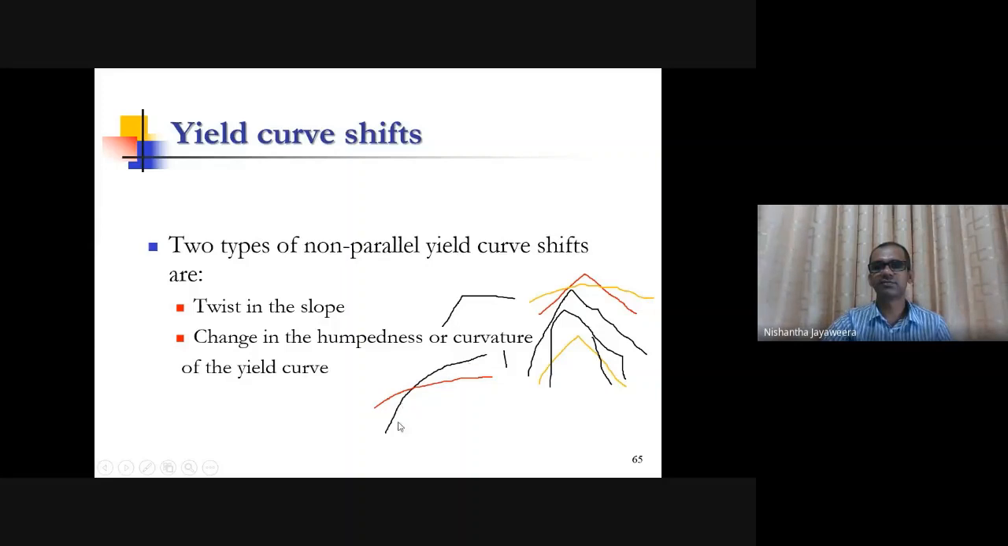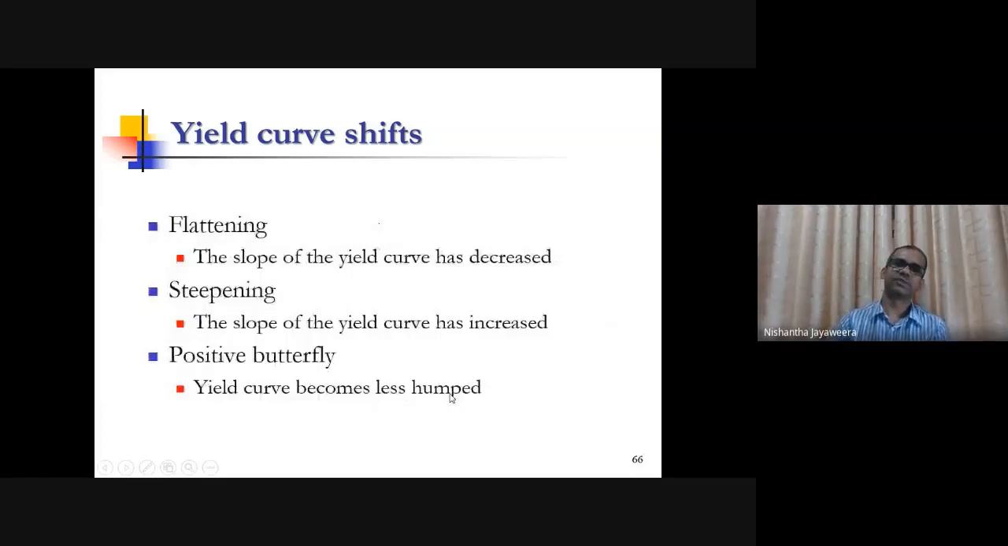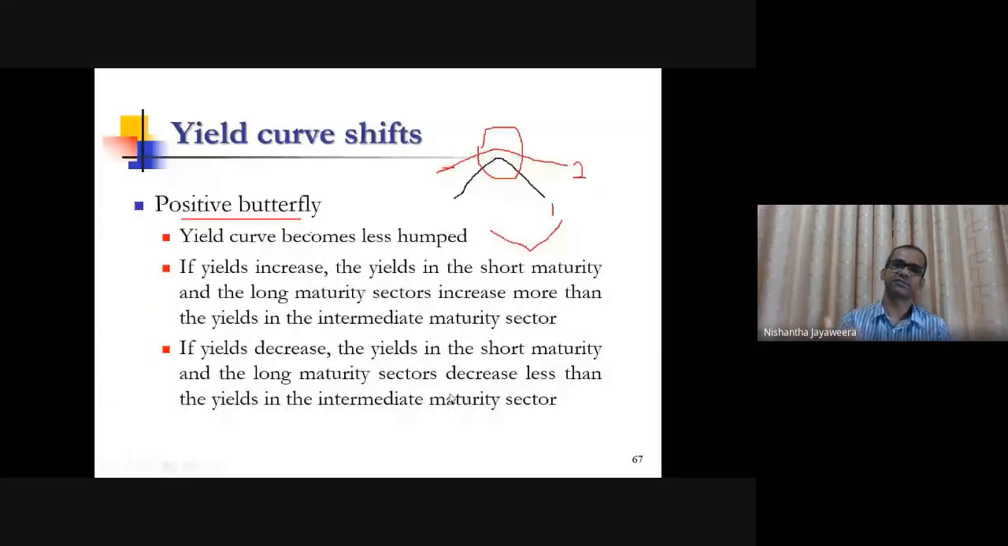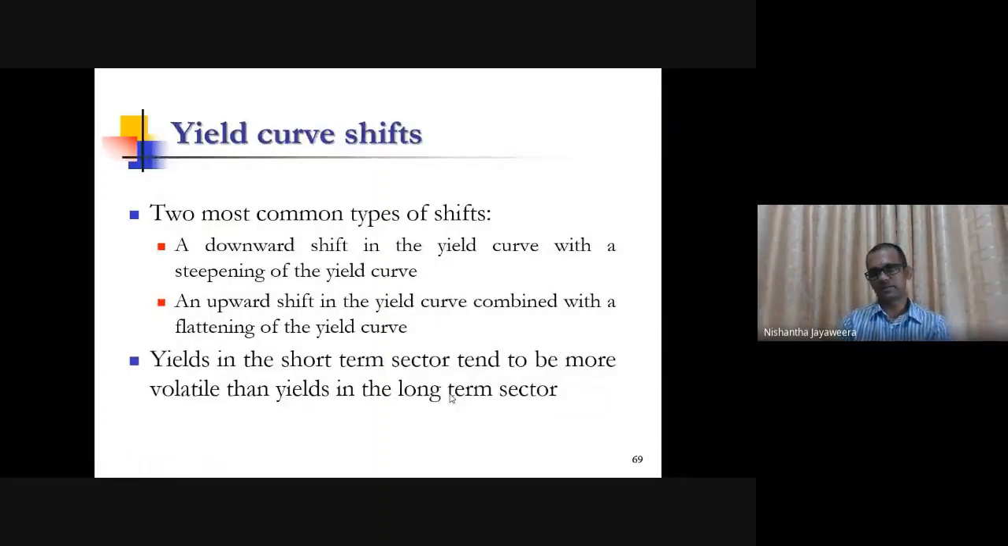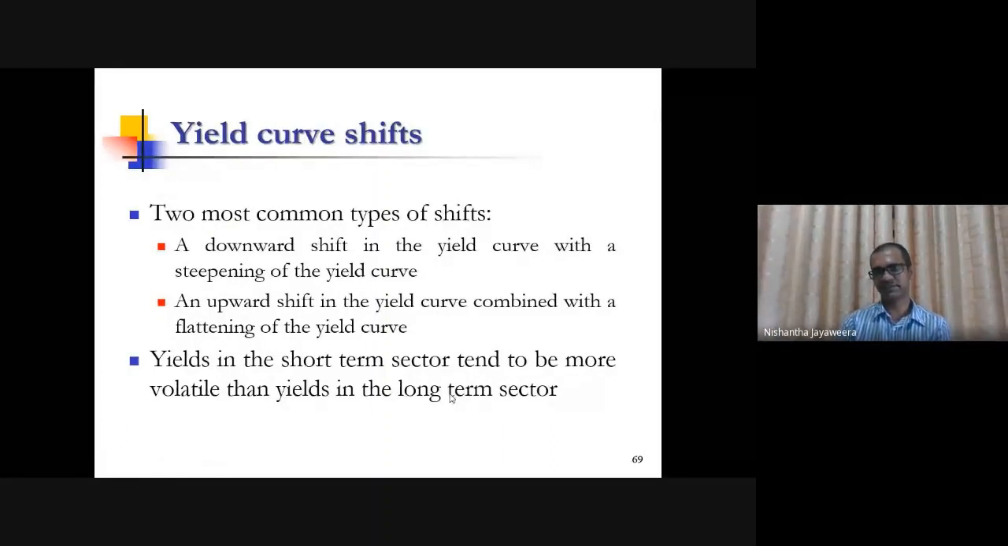From this to the changes. So it becomes flatter when the interest rate starts to increase. So therefore, an upward shift with a flattening. But what would happen when the interest rate starts to decrease? Initially, it would become an inverted curve.